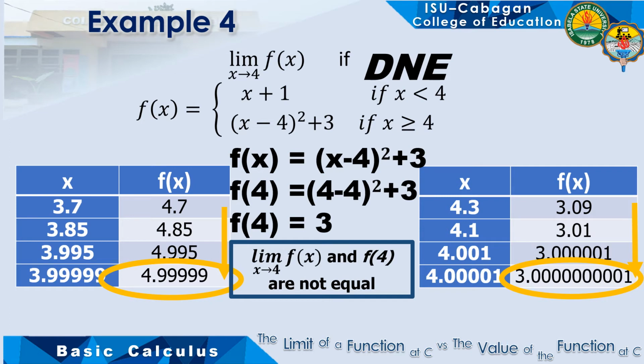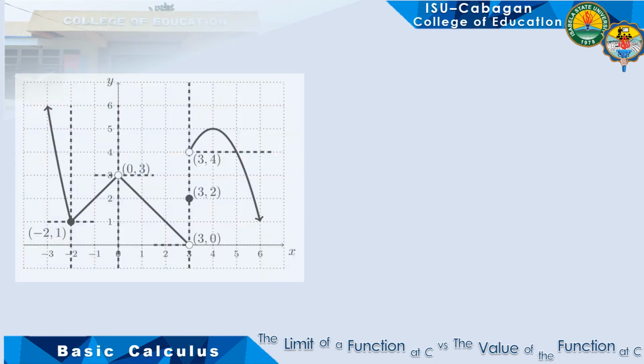So, we conclude that there are some situations that the limit of the function f of x may be distinct or may be different from the value of the function at x equals c. So, hindi sa lahat ng pagkakataon, ang limit ni function ay equal sa value ni function as x is equal to c. Now, we will review the graph given in lesson 1.